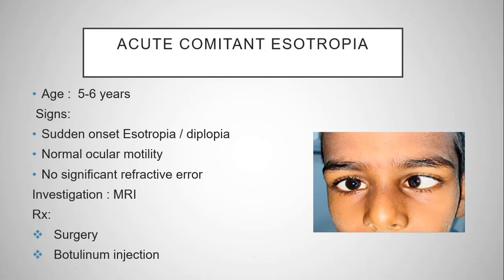But before surgery or botulinum, we have to check the refractive error with cycloplegic refraction. If the child is below 5 years, you do atropine refraction. Above 5 years, you do cyclopentolate. If any refractive error is there, you first correct that, and then you plan either surgery or botulinum toxin.